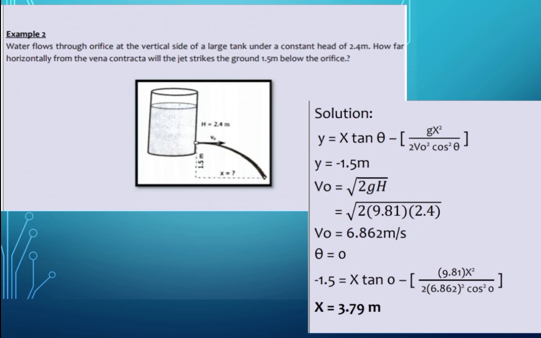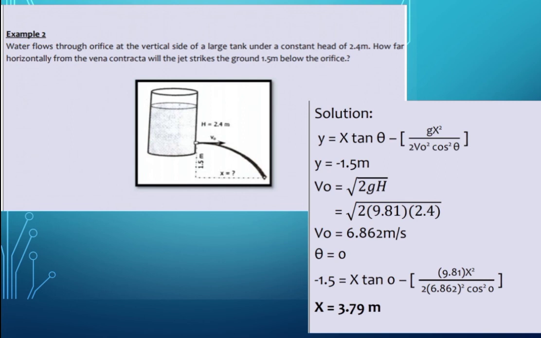We have y is equal to x tan theta minus g times x squared over 2 v0 squared cos squared theta. So our y is negative 1.5 meters. Now we have v0 is equal to the square root of 2 times gravity times height. So the square root of 2 multiplied by gravity of 9.81 multiplied by 2.4 for the total of 6.862 meters per second. Our theta is equal to 0.